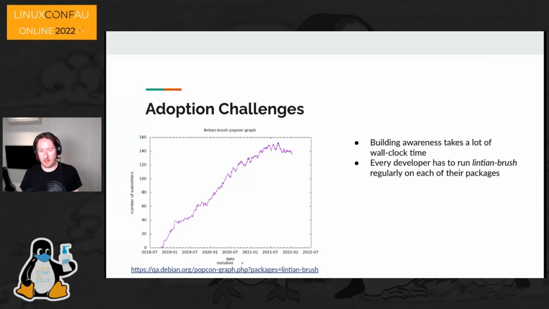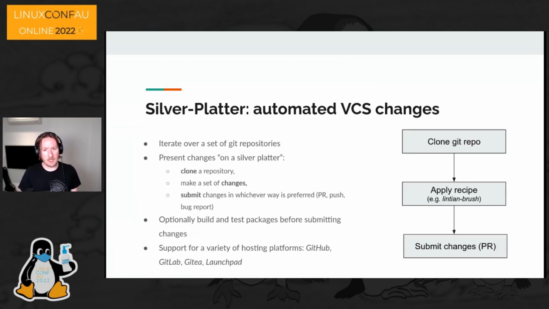Ideally, we'd like to see it run over all 30,000 packages in Debian on a regular basis. But that's not something that can easily happen. And so one of the things that we would really like to do is to run it across the archive without having to get every single developer to run it every month on each one of their packages. The way to do that is to basically bring the changes to them rather than requiring them to run the tool.